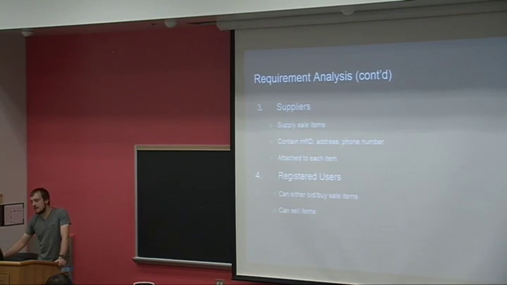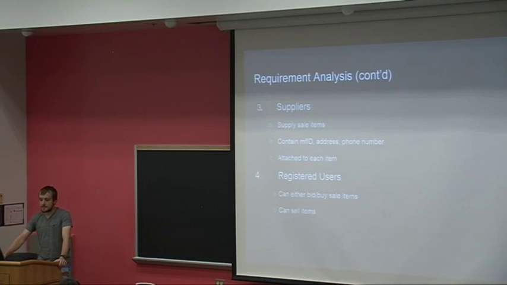Then we have our suppliers. Suppliers supply items. They are the manufacturers. They have a specific ID that makes them unique from everybody else. They have an address. They also have to list a phone number. And they are, like I said, attached to each item.